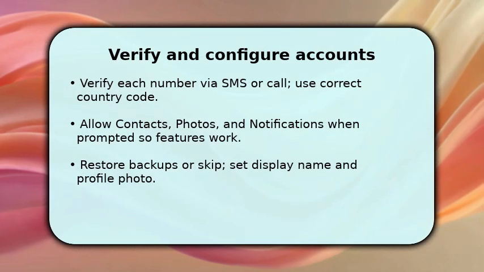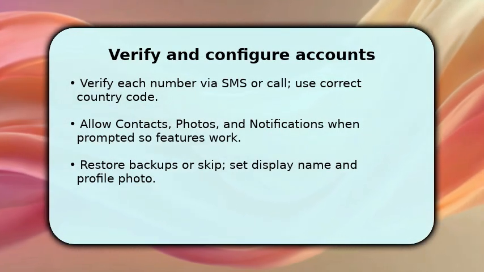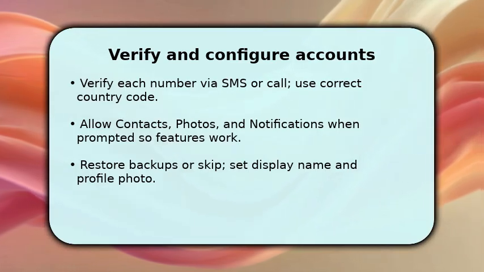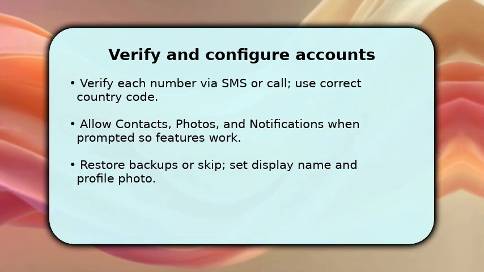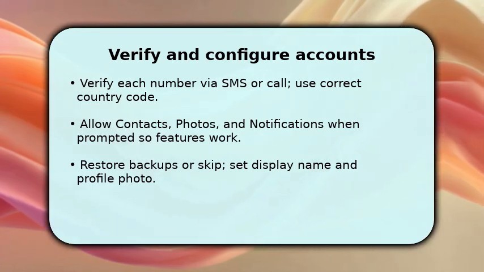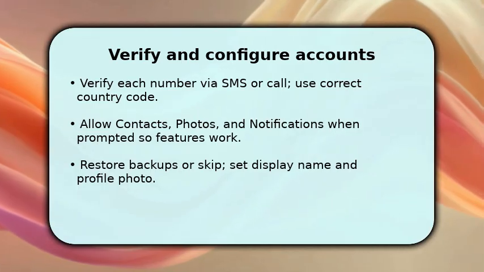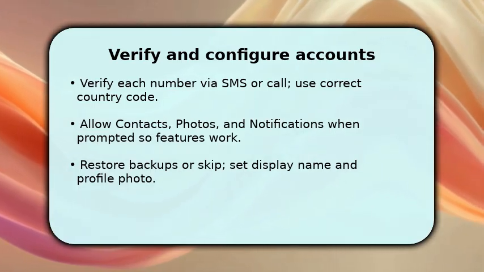Open WhatsApp, enter the phone number with the country code, and accept the SMS or call verification. Once verified, allow contacts and photos access so your chats and media sync correctly. Restore a backup if prompted. If not, continue and set your profile name and photo so contacts recognize you.